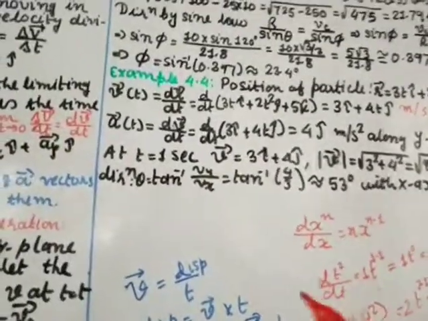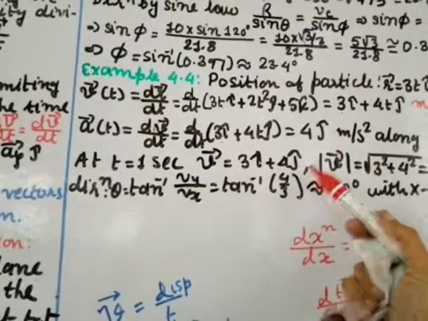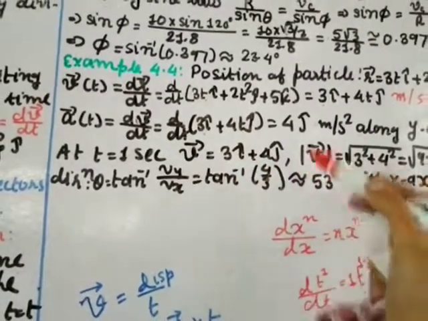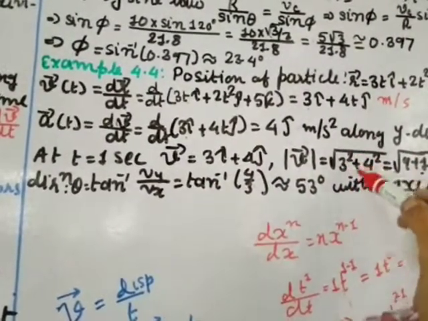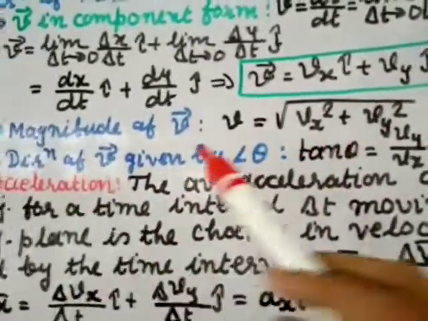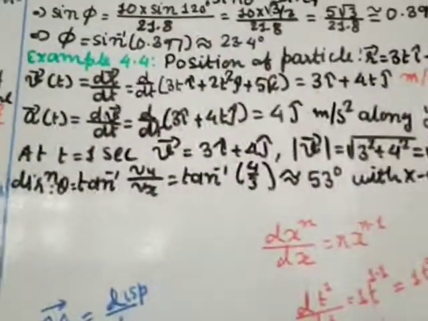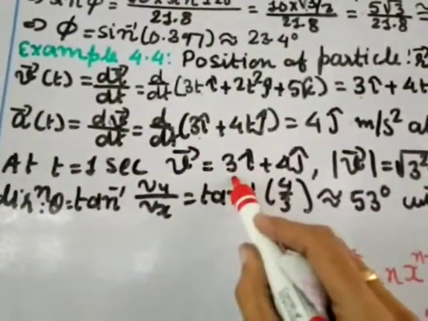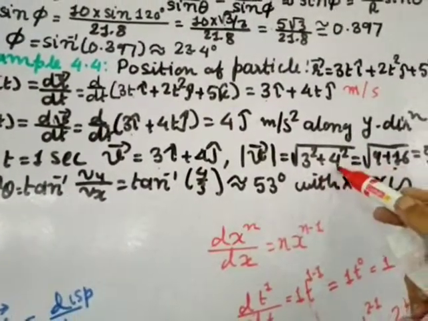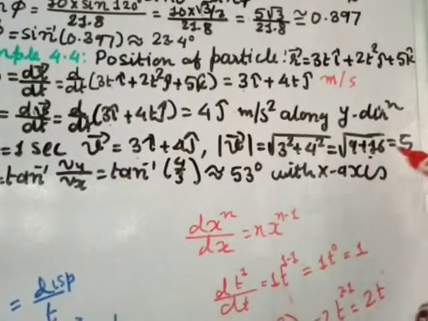Now they have asked at t = 1 second. If I put t = 1 in the velocity, you get 3i + 4j cap. The magnitude of v is the square root of vx² + vy², where these are vx and vy. So the square root of 3² + 4², 3² is 9, 4² is 16, 9 plus 16 is 25, and the square root of 25 is 5.